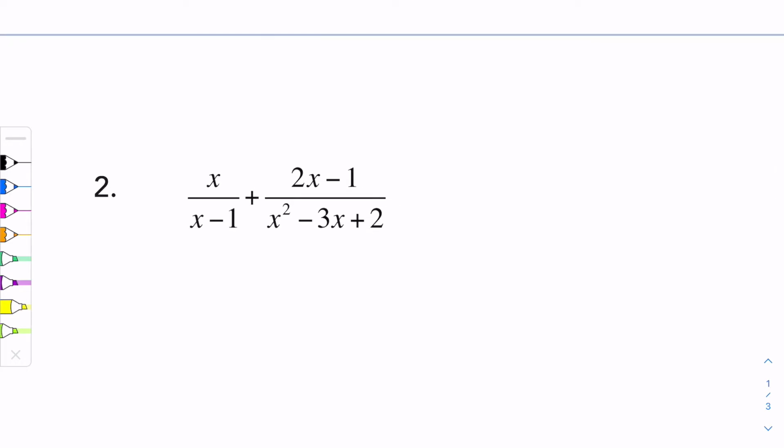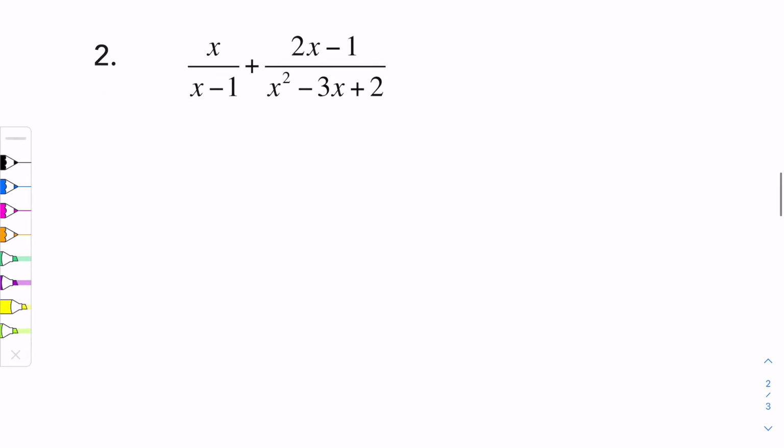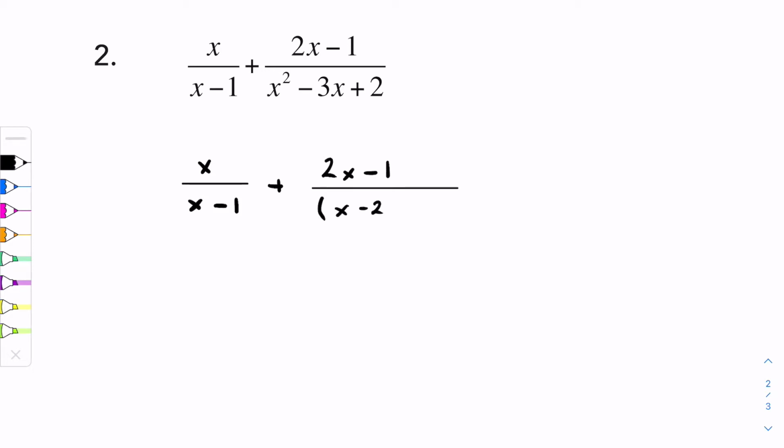Number 2 is not so short. So we have x over x plus 1 plus 2x minus 1 divided by x squared minus 3x plus 2. Following the directions above, I need to start by factoring my denominators. Of course, my first denominator of x minus 1 cannot be factored, but my second denominator, that can be. X squared minus 3x plus 2 can be factored to x minus 2 times x minus 1.